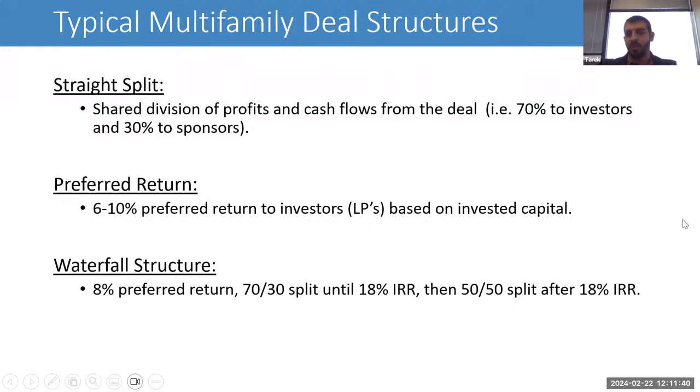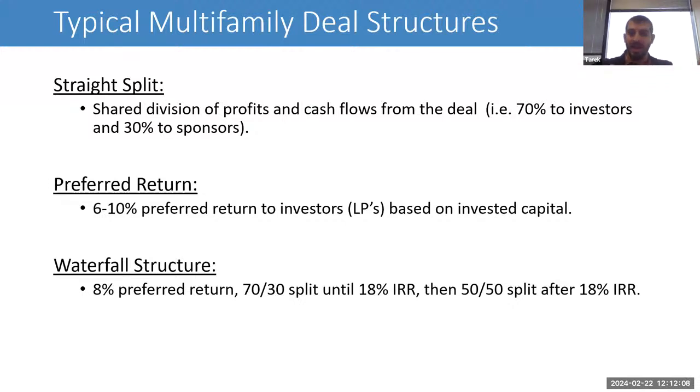A very typical deal in our world may be an 8% preferred return, followed by a 70-30 split until the deal hits 18% IRR, internal rate of return, and then thereafter a 50-50 split for anything exceeding the 18%. So let me give you a breakdown of what that means. This means that investors who participate in the deal must get at least an 8% return on their money, and this is annual, of course, not just overall, 8% each year on their money.